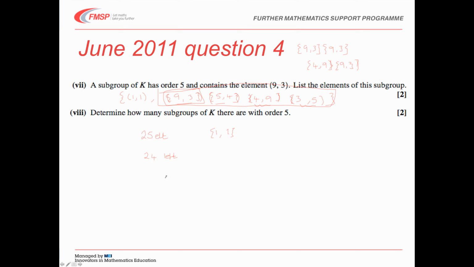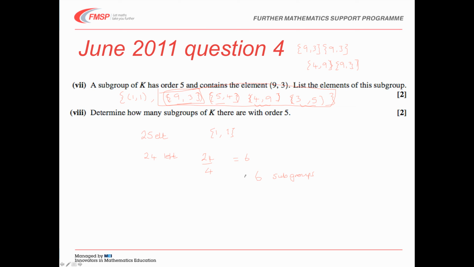Okay, so if we do 24 divided by 4, that gives me 6. And so that means there must be 6 subgroups. Because each one must have order 5, therefore it must generate a subgroup of order 5. One of the elements is the identity element, so it'll take 3 other elements with it to make up those 4 that make up the subgroup. They must each be in 1, so 24 divided by 4 gives me the 6 subgroups.